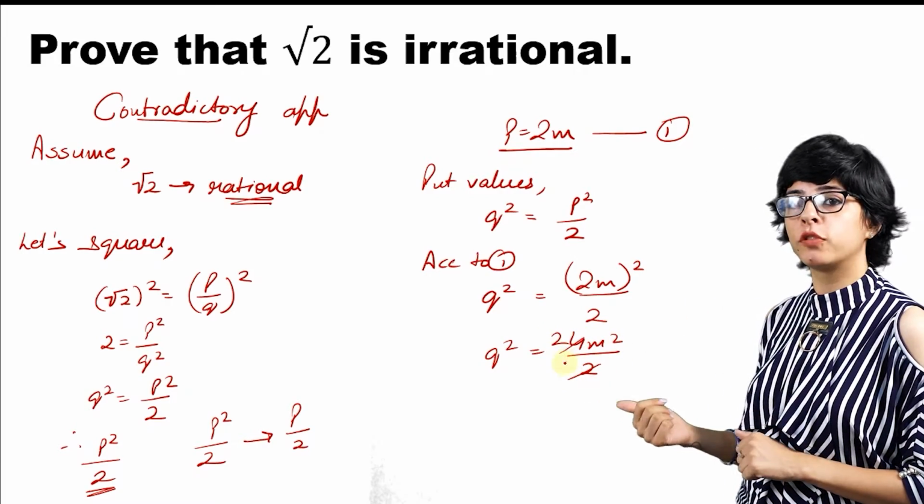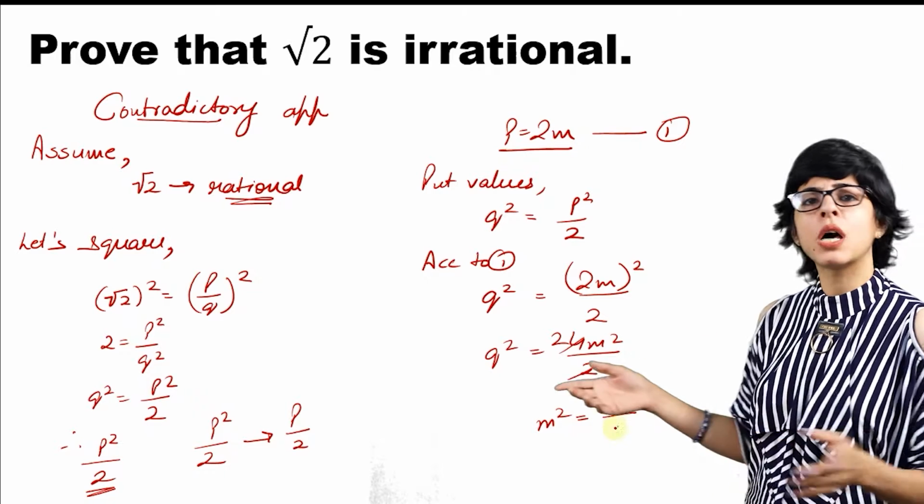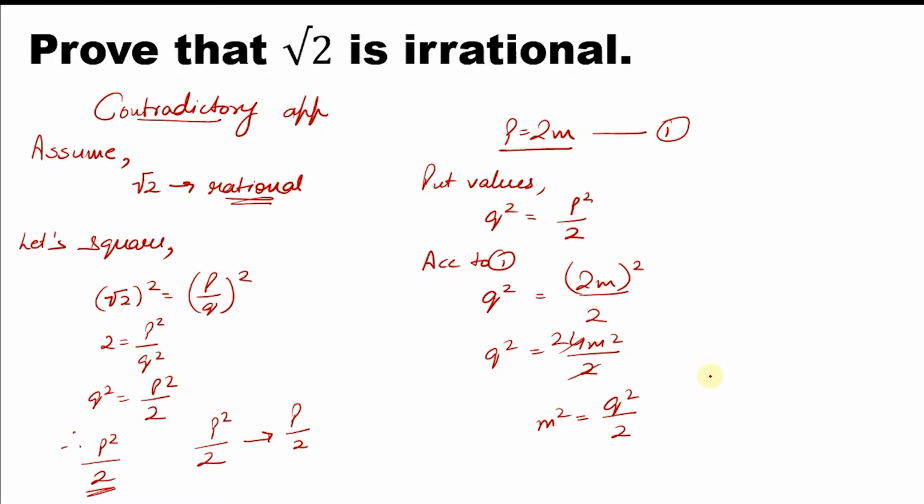But here we have proved with both of these statements that they both are divisible by 2. So how is it possible? Hence it is proved that our assumption is wrong and root 2 is not a rational number but an irrational number. Now let's quickly go on to the next question.